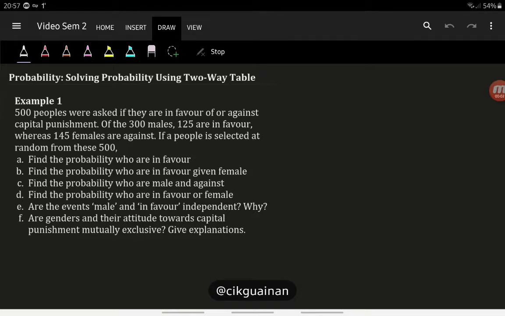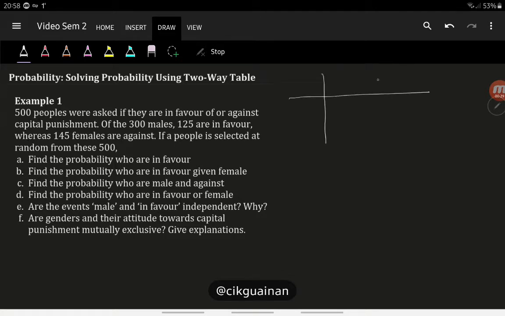In this video, I would like to share with you the first example of solving probability by using a two-way table. The idea is we look at the questions and then we take out all the numbers or all the probabilities and put them in a table, something like this.